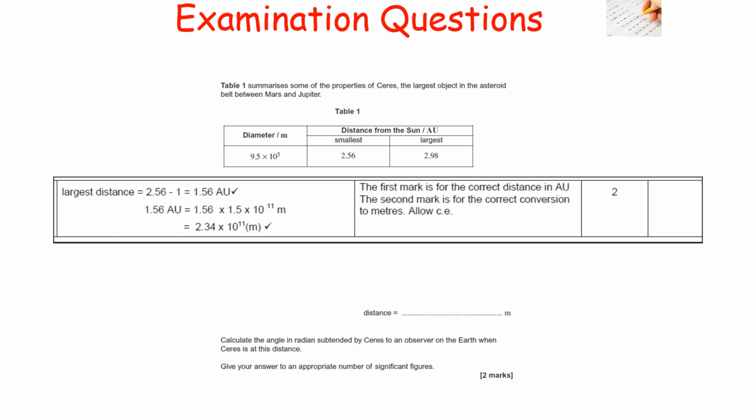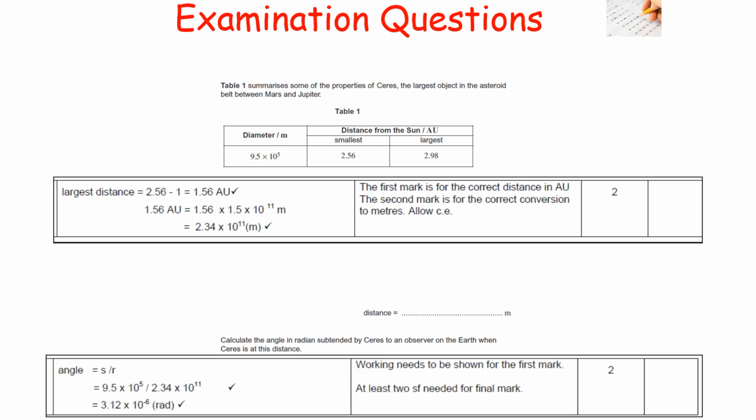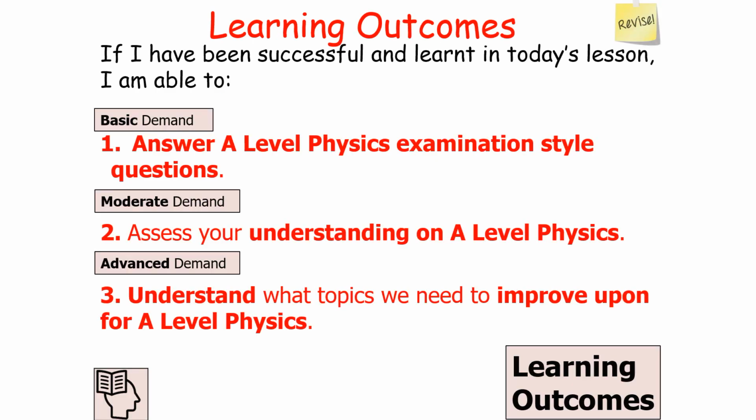Now in this next one we can do a bit of trigonometry and say the angle is equal to S over R, where R is the distance between the two objects, which is between the Earth and Ceres, and S is the actual diameter of Ceres. We know that the diameter of Ceres from the table is 9.5 times 10 to the 5. Divide that by the distance between Ceres and Earth, which we just worked out in the previous question to be 2.34 times 10 to the 11 meters. So we get our angle to be 3.12 times 10 to the minus 6 radians. Please always remember that we can use this equation to work out angles in radians because of the small angle approximation.